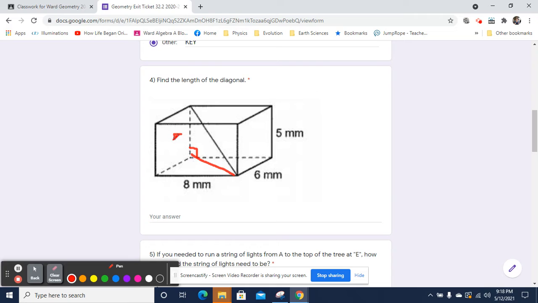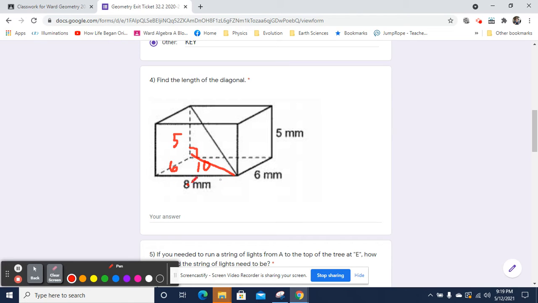Now, that's 5 millimeters, of course. Now, this length is the length squared plus the width squared, which is 6 squared plus 8 squared, which is going to be 36 plus 64, so that's going to be 100. It'll be 10. So that makes this 10. But we could shortcut this whole thing.